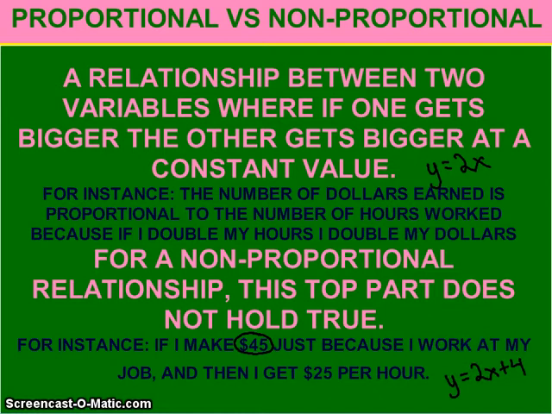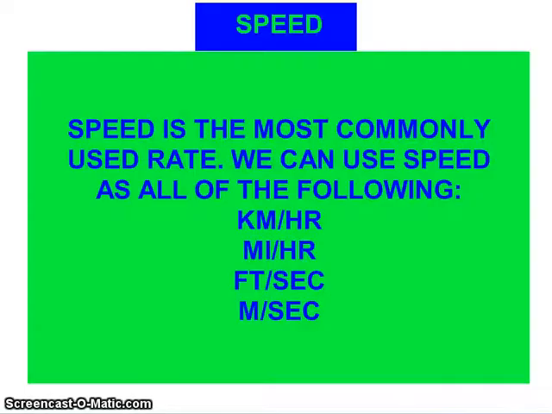Next slide. Blue and green. Speed. Speed has been one of the most recent topics. You worked on it either in class or at home by walking across the room or out in the courtyard or whatever. Speed is the most commonly used rate. We can use speed as all of the following: kilometers per hour, miles per hour, feet per second, meters per second. Depends on how you measure things, whatever. If you're in a car, you're going to do this. If you're on foot, you're going to do that.